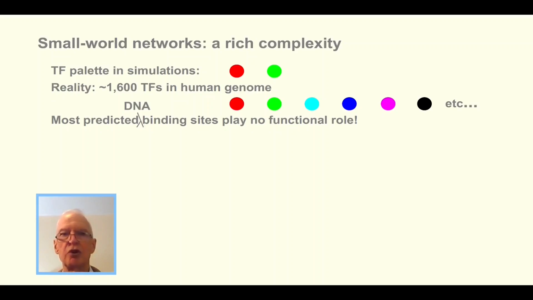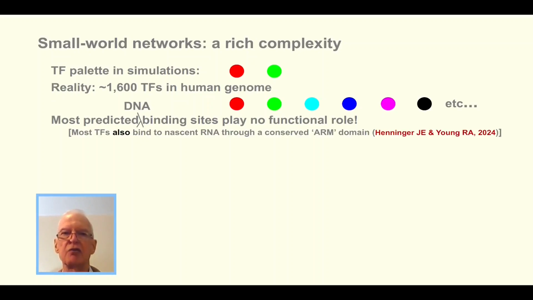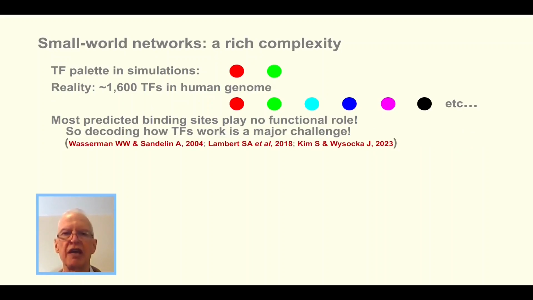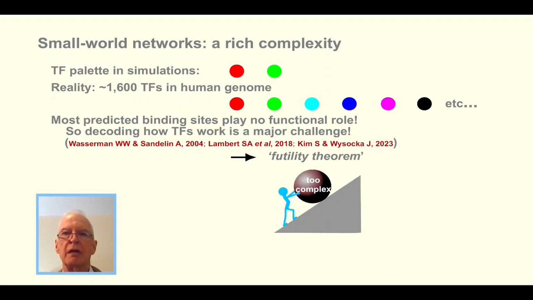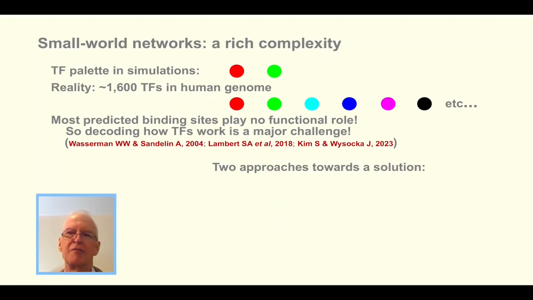Now, thus far I've been talking about DNA binding sites because we all used to assume that factors bound to DNA. No, it turns out that most factors also bind to the nascent RNA through a conserved motif. This is a long-winded way of saying that decoding how factors work is a major challenge. It's such a major challenge that it even has a theorem named after it. Things are just too complicated, so perhaps we should give up. Of course, I'm not going to give you a solution to this problem, but just 2 approaches.